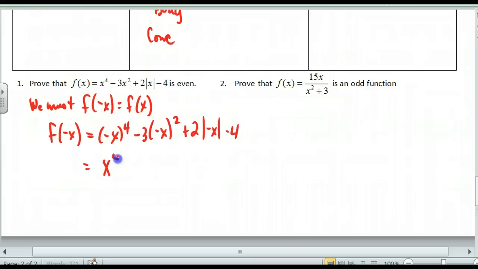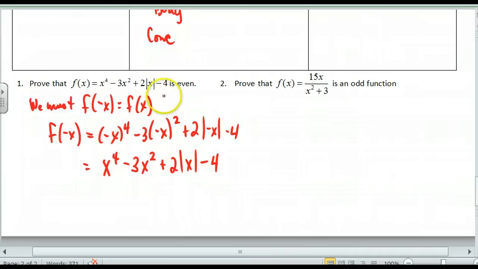Then what happens when I take this negative to the fourth power? Sure, it becomes a positive. What happens to this negative to the second? Sure, it becomes positive, but I still have the negative from here, so this would be negative 3x squared. This one, negative 1 times x, you take the absolute value, still is going to give me a positive value. So regardless, this would still be 2 absolute value of x. And then the minus 4 doesn't change at all.